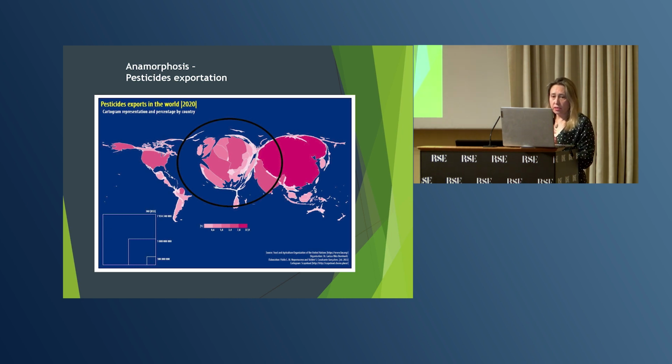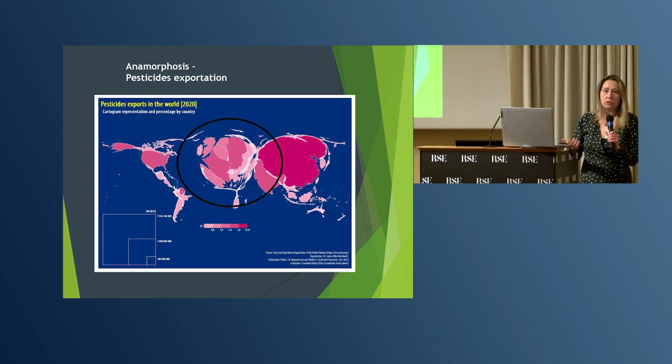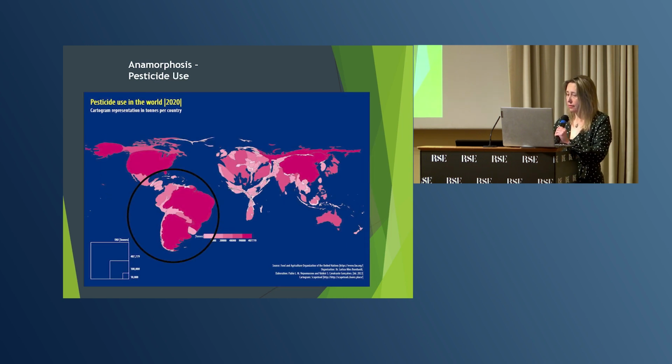This is an anamorphosis, which is a technical choice to map some phenomenon in which the countries are proportionally deformed according to their importance in relation to the topic it's representing. So here is the case of pesticides exportation. As you can see, of course, China stands out in this map because ChemChina bought Syngenta a couple of years ago, but of course, European countries are controlling more than one third of the total sales. But when we look at who most consumes pesticides, we can clearly see South America, especially Brazil and Argentina.